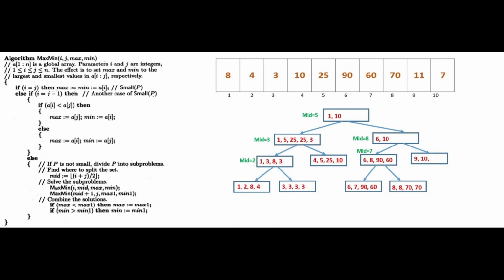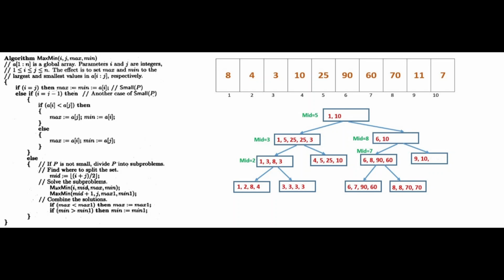That is, we have to find the maximum and minimum value from two elements, a of 9 and a of 10. That is, find the maximum and minimum from 11 and 7. Now the problem is small. There are two elements, so i is equal to j minus 1.